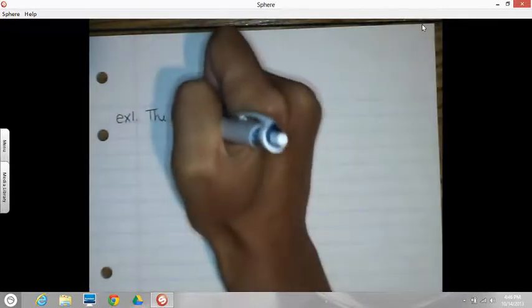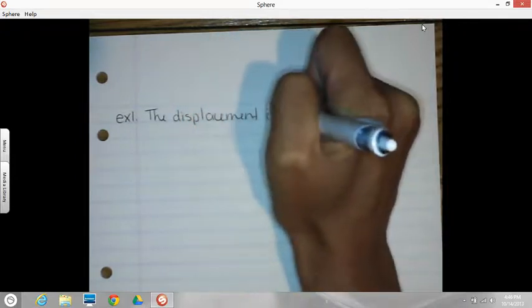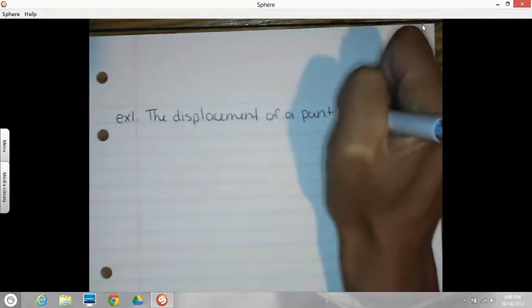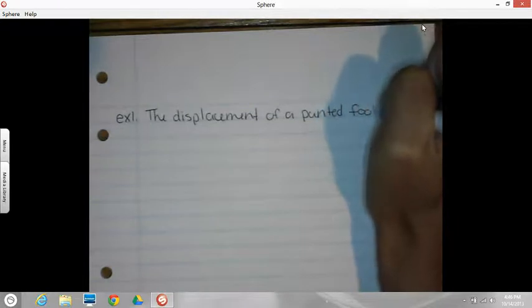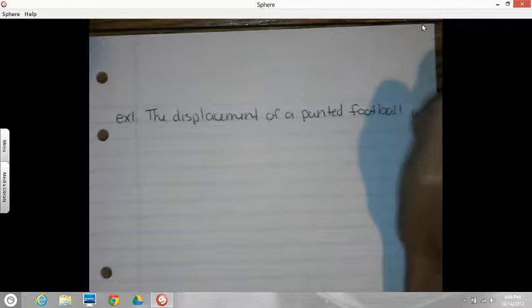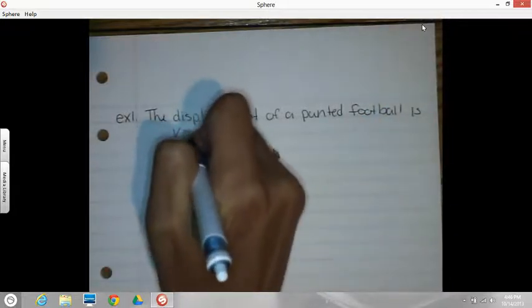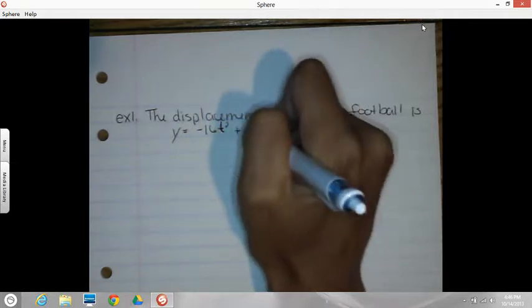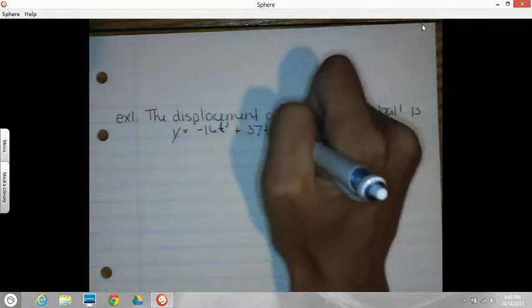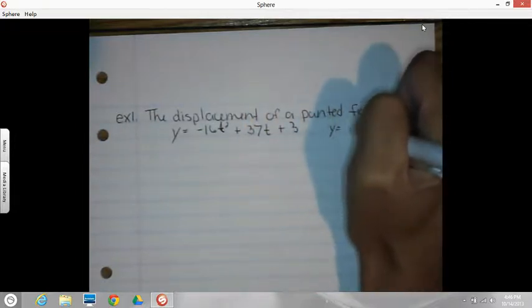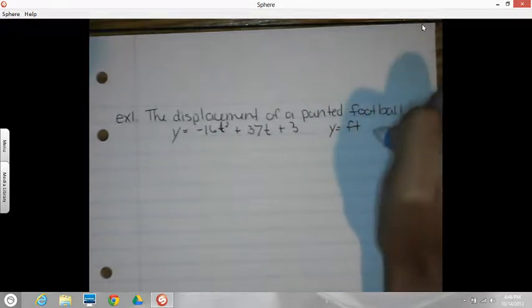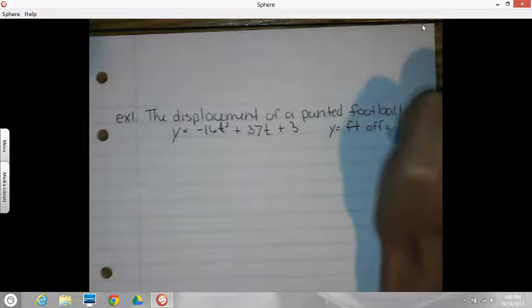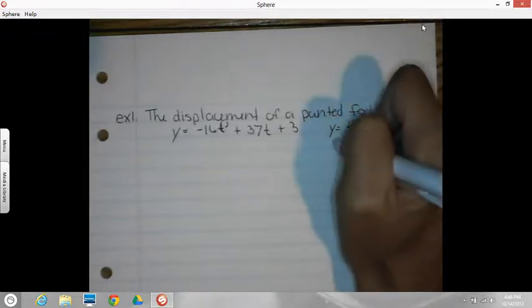Example 1. The displacement of a punted football is given by the equation y equals negative 16t squared plus 37t plus 3, where y is going to be the feet off the ground, and t is going to be the seconds since it was punted.